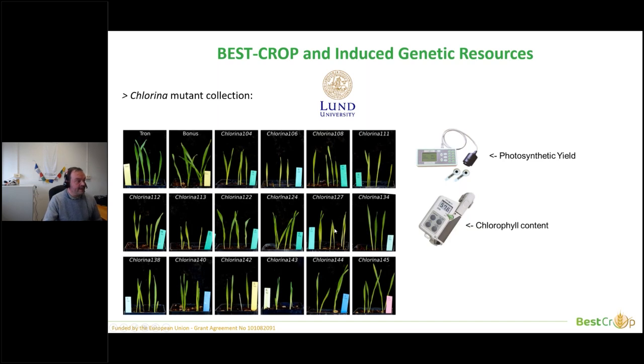Many more pale green mutants will be identified by exploiting the many lines available in this Chlorina mutant collection that is made available by Mats Hansson at Lund University. We are currently screening them for their photosynthetic performance and for their leaf chlorophyll content, and trying to isolate those that show an improved photosynthetic performance and a different degree of chlorophyll content reduction.